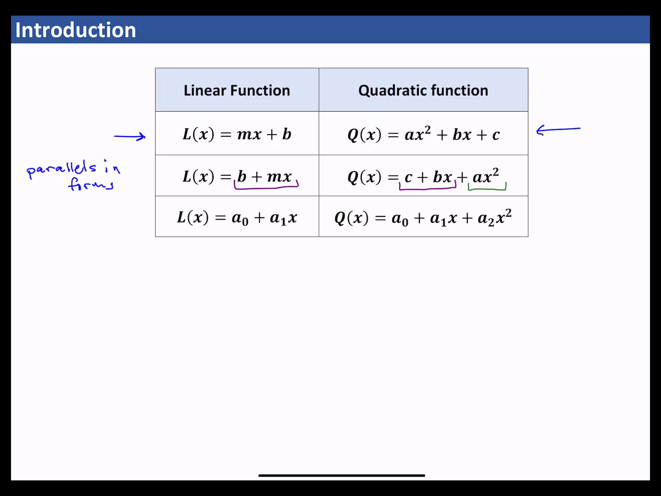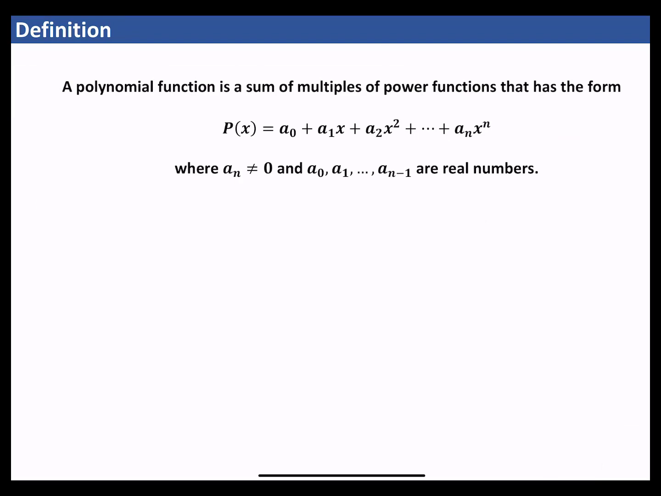It's natural to consider slightly more complicated functions by adding additional power functions. Indeed, if we instead view linear functions as having form L of x equals a sub 0 plus a sub 1 times x, and quadratic functions as having form q of x equals a sub 0 plus a sub 1x plus a sub 2x squared for some constants a sub 0, a sub 1, and a sub 2, then it's natural to think about more general functions of this same form, but with additional power functions included, which we call polynomial functions.